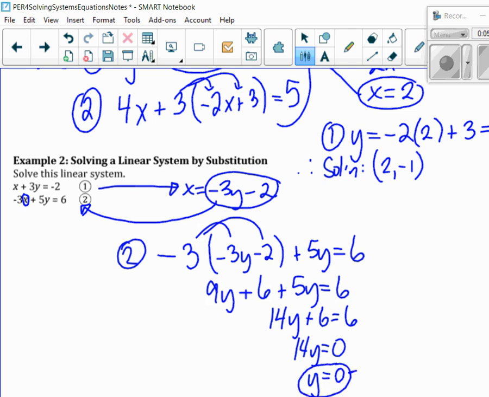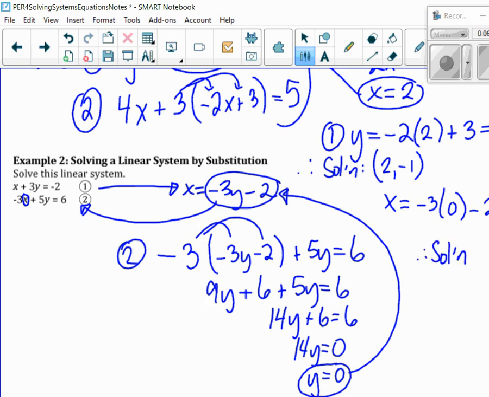Put it back into that first solved one. So now I can figure out what x is. x equals negative 3 times 0 subtract 2. So what is my x going to be? Negative 2. So therefore my solution, my point of intersection, is negative 2 comma 0.